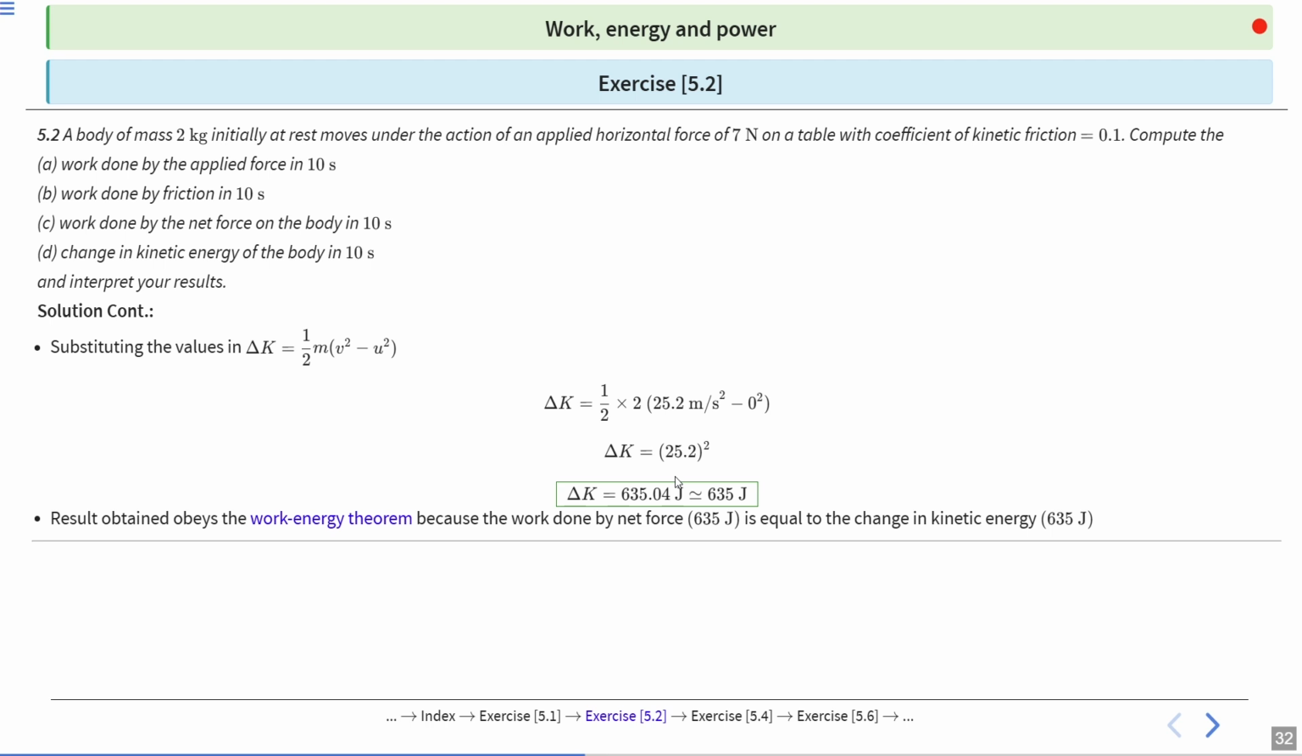Clear? So the results obtained prove the work energy theorem, because the work done by the net force is equal to the change in kinetic energy. So this is proof of the work energy theorem.